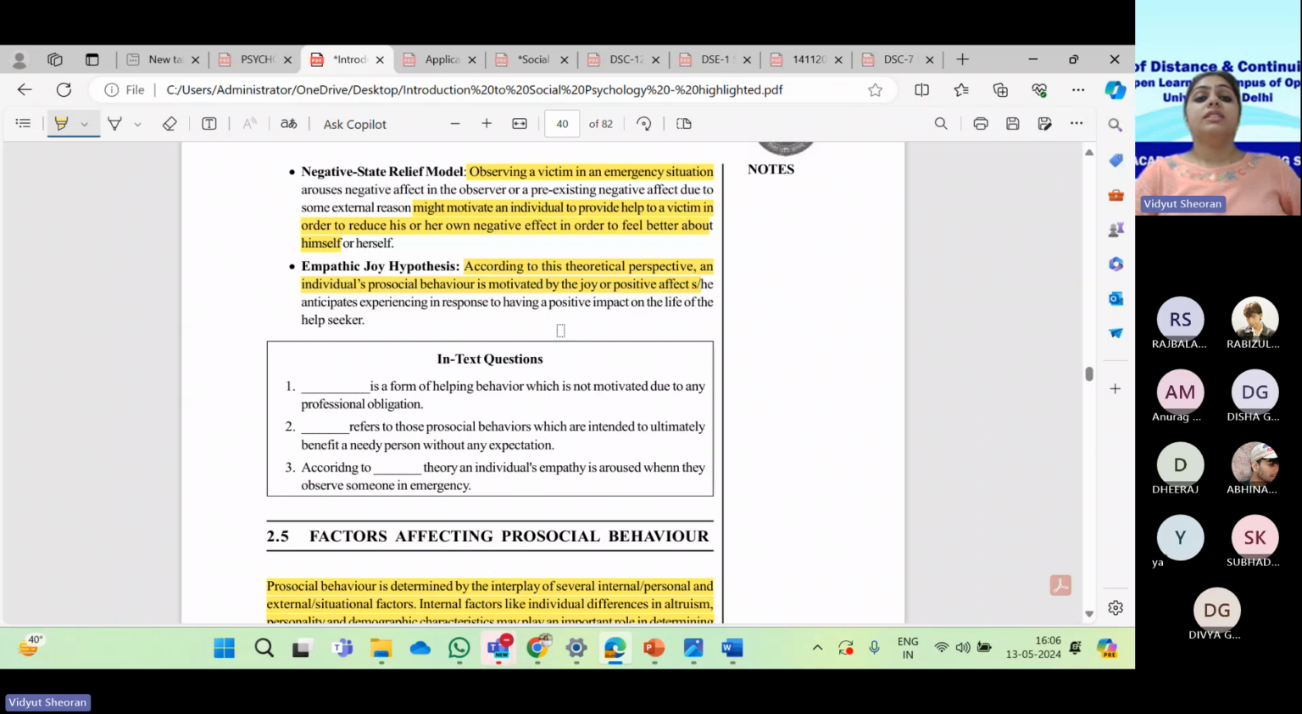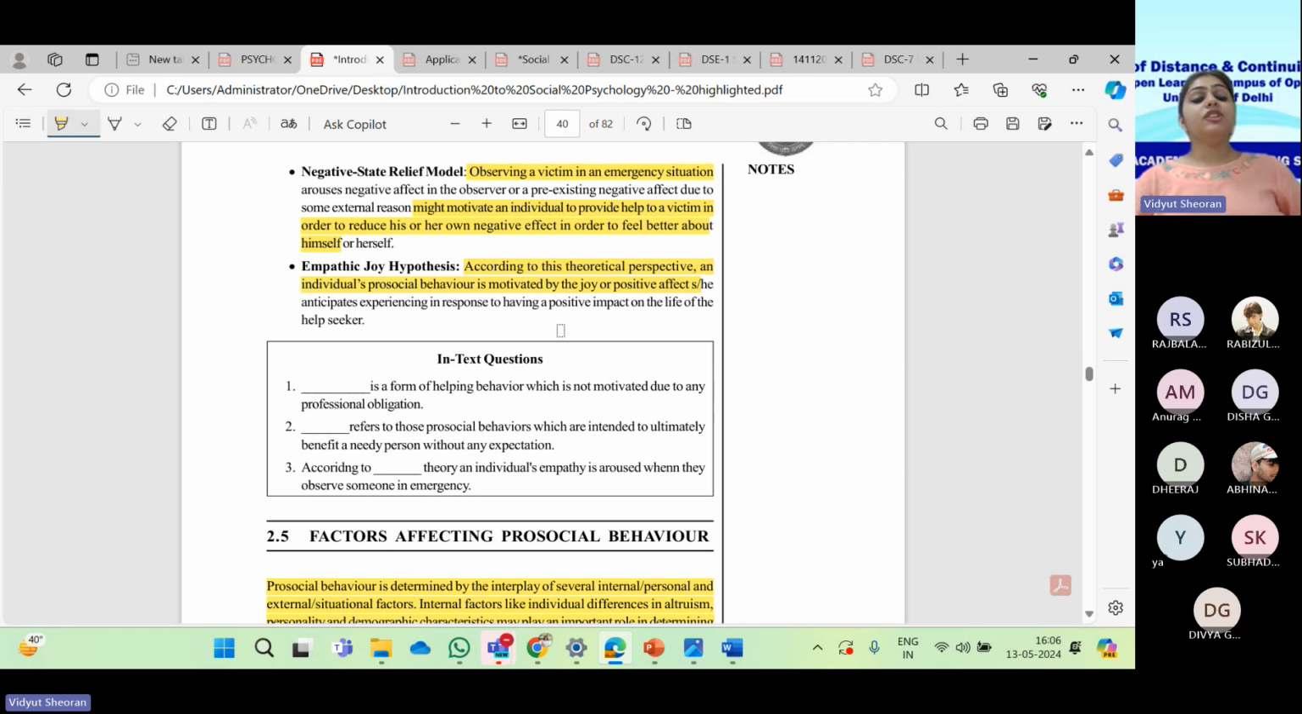Then comes the negative state relief model, which means that when we are helping someone, we end up feeling better. अगर हम किसी बहुत ही बेकार मूड में हैं, गुस्से में हैं, स्ट्रेस्ड हैं, परेशान हैं, लेकिन इमरजेंसी में हमने किसी की हेल्प कर दी, चाहे छोटी सी हेल्प करी हो, very minuscule value of that help is, but we will still feel better that we are at least useful to someone, at least we did something good to someone. That is about the negative state relief model, and we feel happier after we have helped the person.